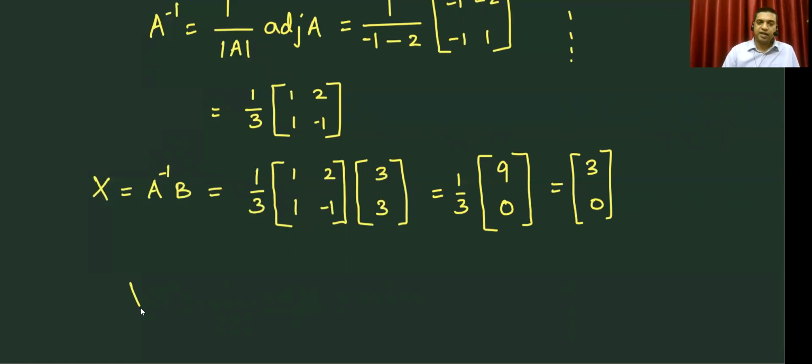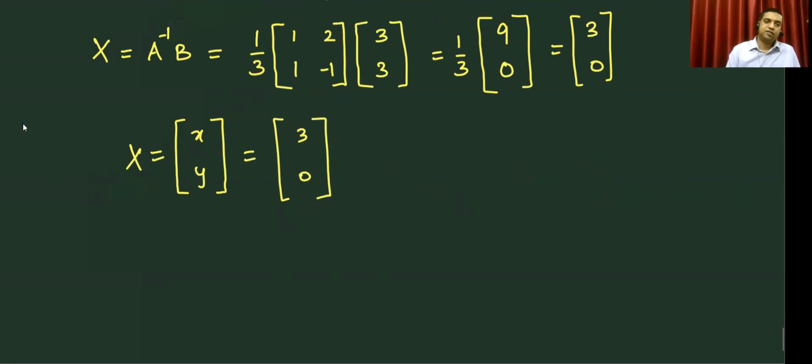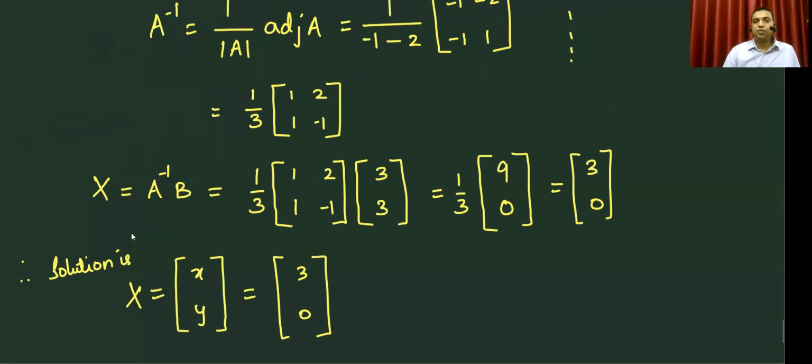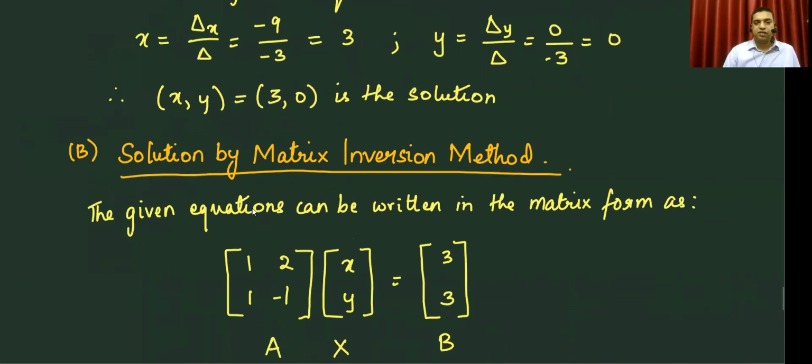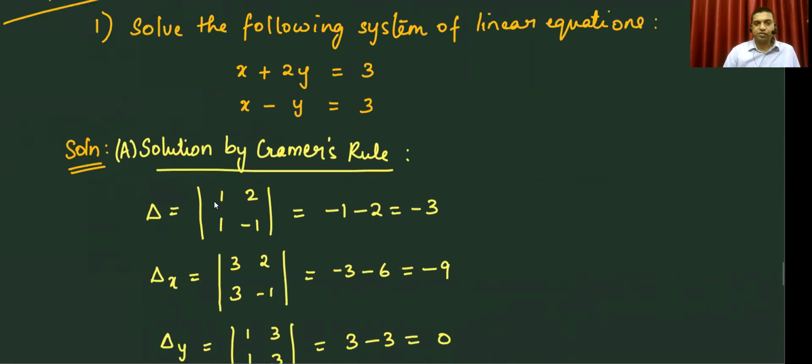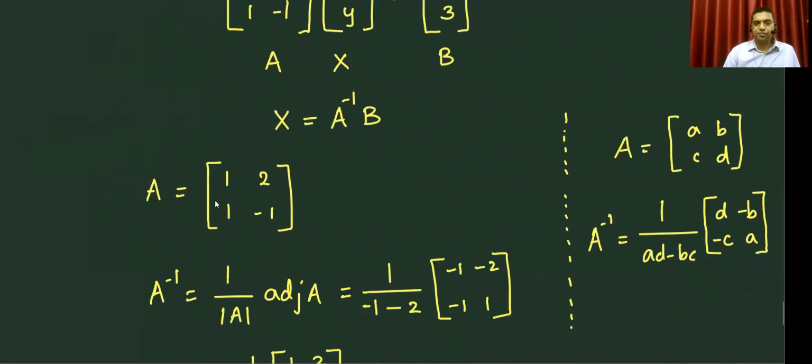So if you remember, x was nothing but this variable matrix or the matrix of the unknowns, and you get this. You solved for x and y. You see, directly you get x equal to 3, y equal to 0. So this is the method by matrix inversion. Previous one was Cramer's rule.